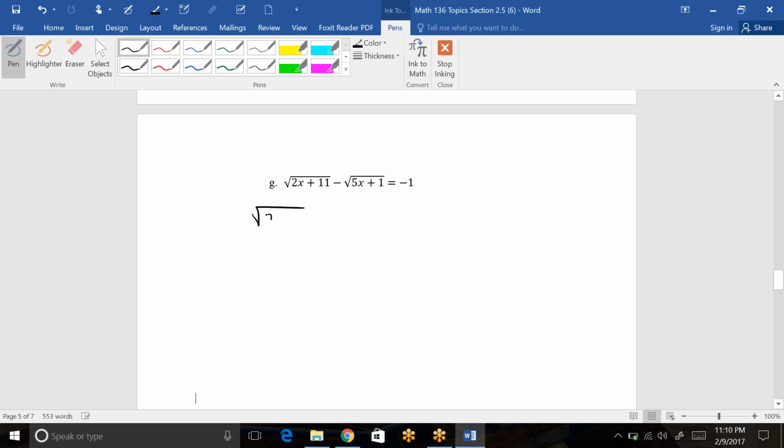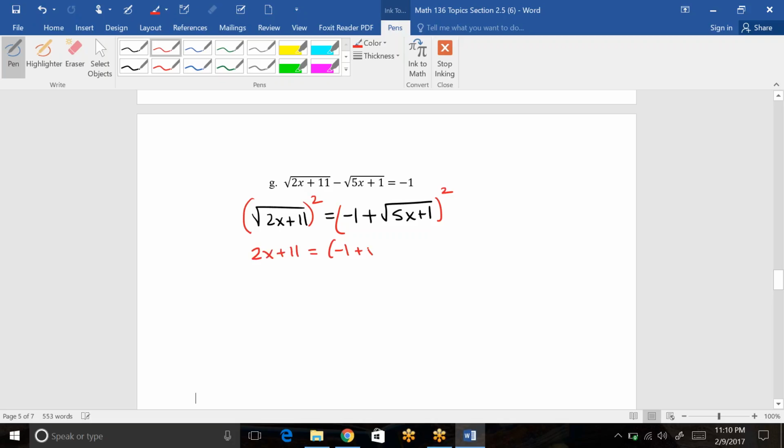So this would be square root of 2x plus 11 equals -1 plus the square root of 5x plus 1. Just move the whole thing over by adding it. Then we try to get rid of this square root right here. The only thing wrong with this is it creates a binomial that we have to square on the right side that has a radical in it. So over here we get 2x plus 11, just like we have every time we've squared a square root.